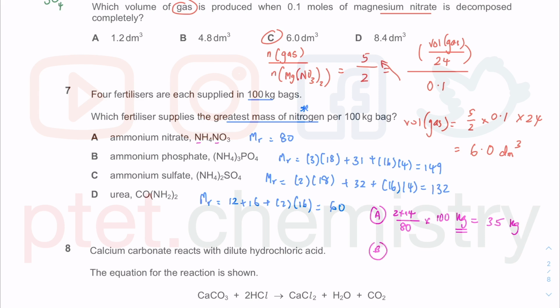Anyway, we have to work out for all of them because they want the greatest mass of nitrogen, something you won't be able to do unless you work out for all of them. For B, 3 nitrogens, so 3 times 14 over 149 times 100 kilograms. I get 28.2 kilograms, something like that. If I work out for C, I have 2 nitrogens again, so 2 times 14 divided by 132 times 100 kilograms.